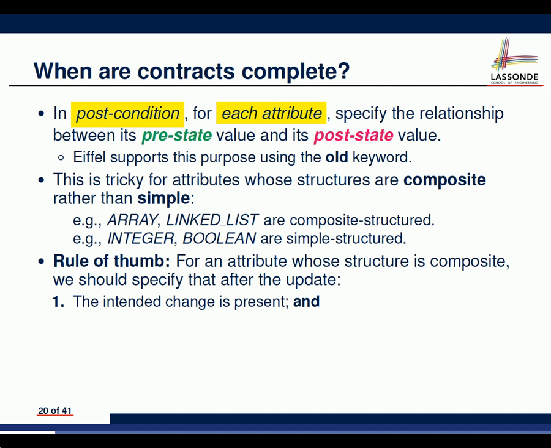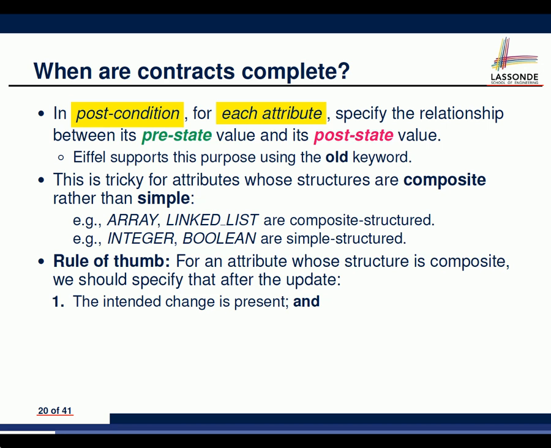I want to say, number one, at that particular index, the value is really changed. And number two, I want to make sure all the rest of the array remains unchanged. That's exactly the idea over here. So number one, the intended change is present. This one is typically easy to write, and you usually don't have to use any universal quantification.